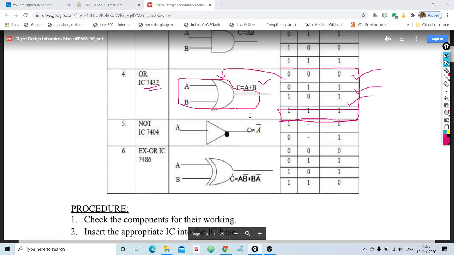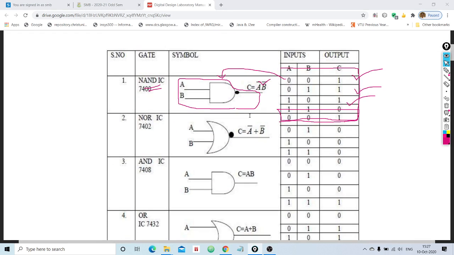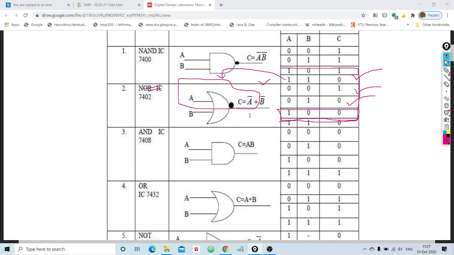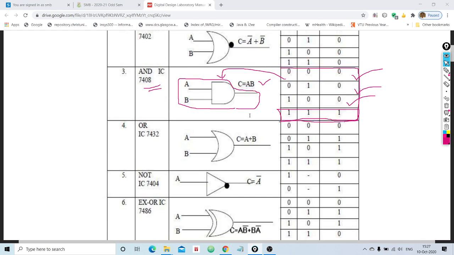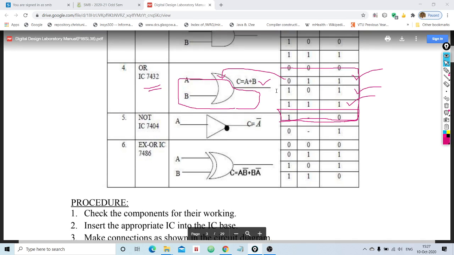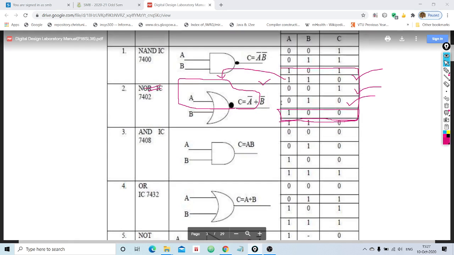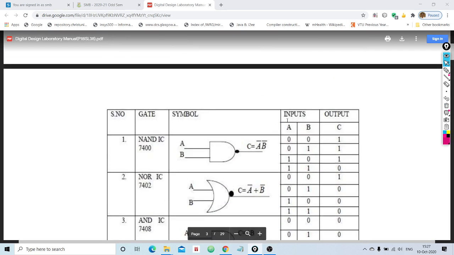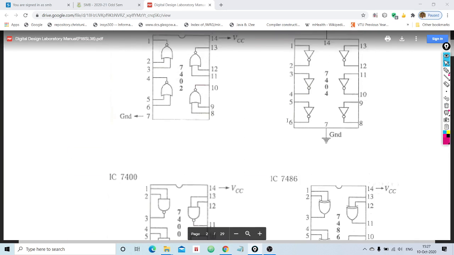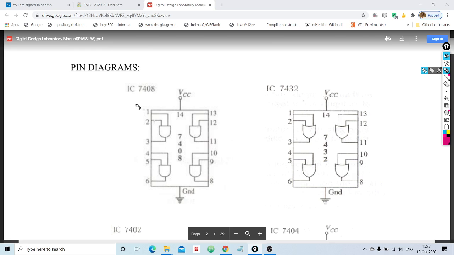So like this you have to go through all these gates one by one. First understand the logic symbol and Boolean expression. Then understand the operation of the respective gate with the help of the truth table. Clear? So once you have this understanding, then you need one more important piece of information before going ahead with the hardware experiment, which is nothing but pin diagrams. So this is very important.